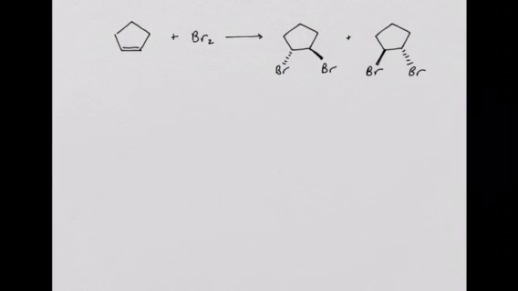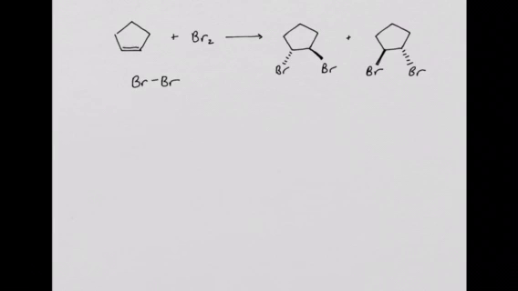Now let's look at a specific reaction. When this alkene is reacted with bromine, it produces two products, two enantiomers that are both trans. We do not see the cis isomer. Now let's look at the mechanism.